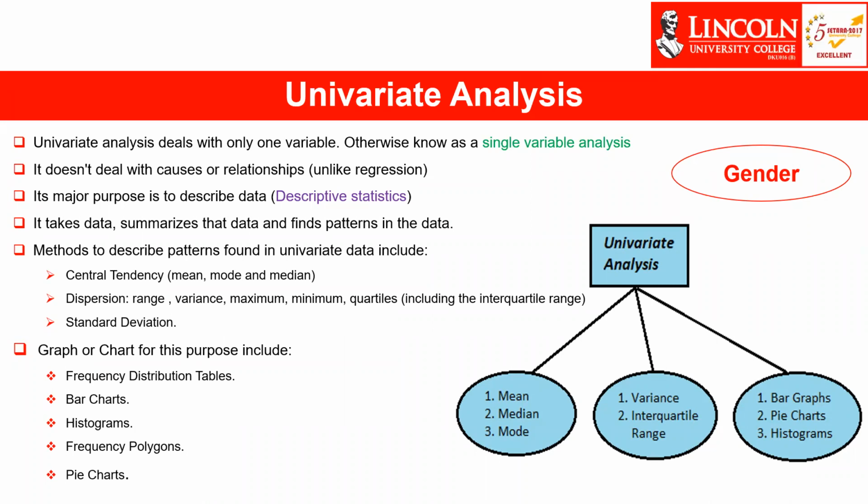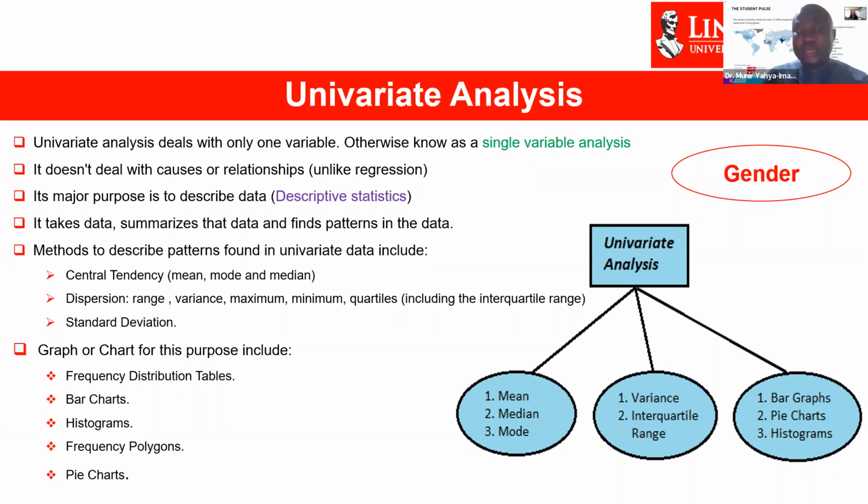Okay. So now let's quickly discuss univariate analysis. Univariate analysis deals with only one variable, just one, otherwise known as single variable analysis. It doesn't deal with causes or relationships, like regression, and its major purpose is to describe the data, that is descriptive statistics. So it takes data, summarizes that data, and finds patterns in the data.